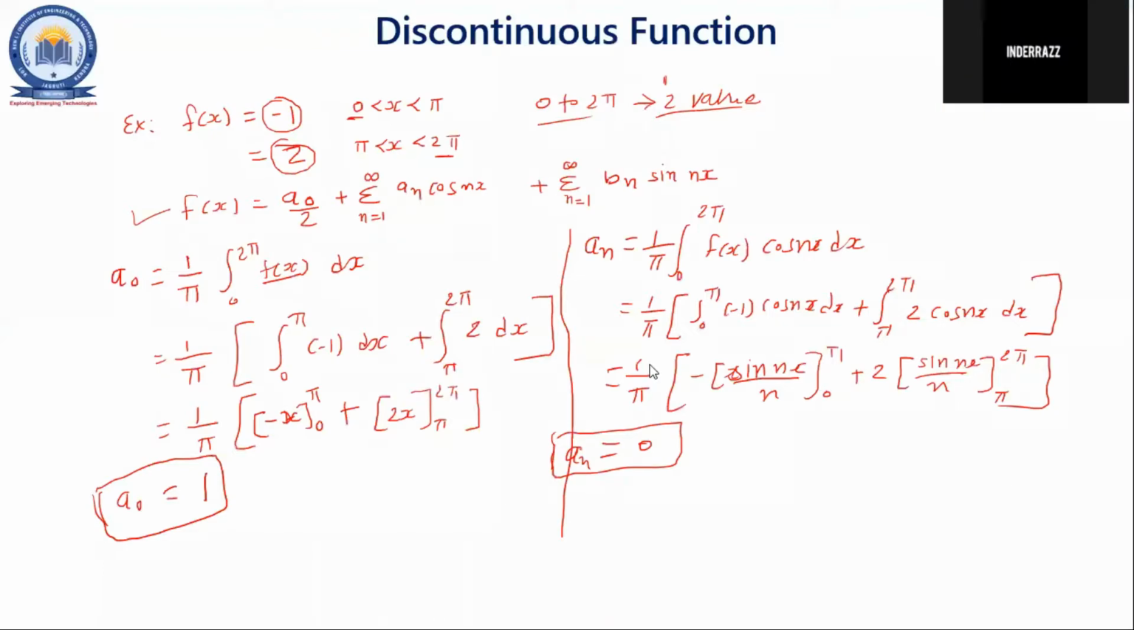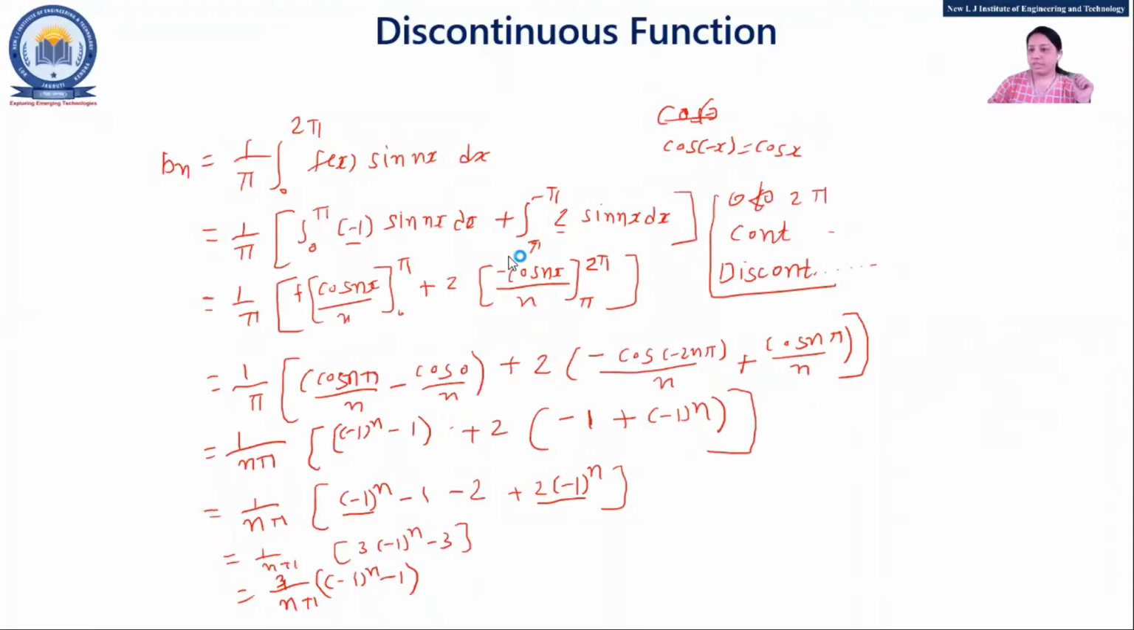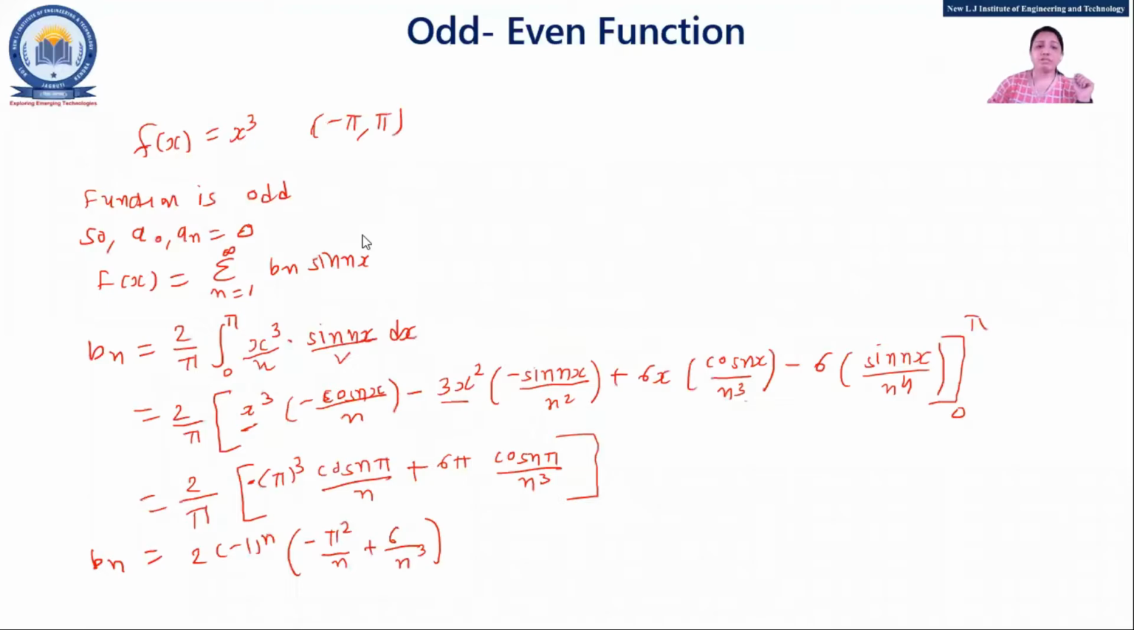So what happened in that? We have seen the concept of odd and even. So whenever there will be minus pi to pi, at that time we have to check whether the function is odd or even. So the first condition is what? It should be from minus pi to pi, that you can see here. Then you are going to check whether the function is odd or even.